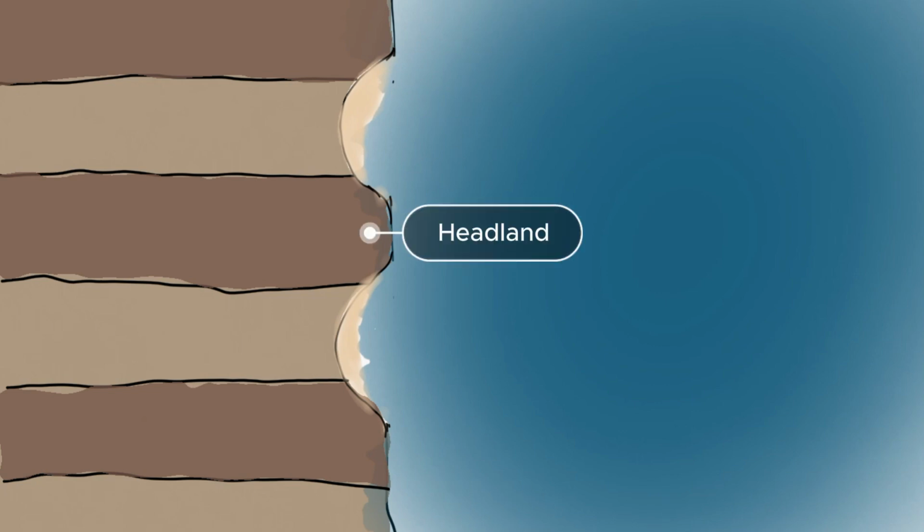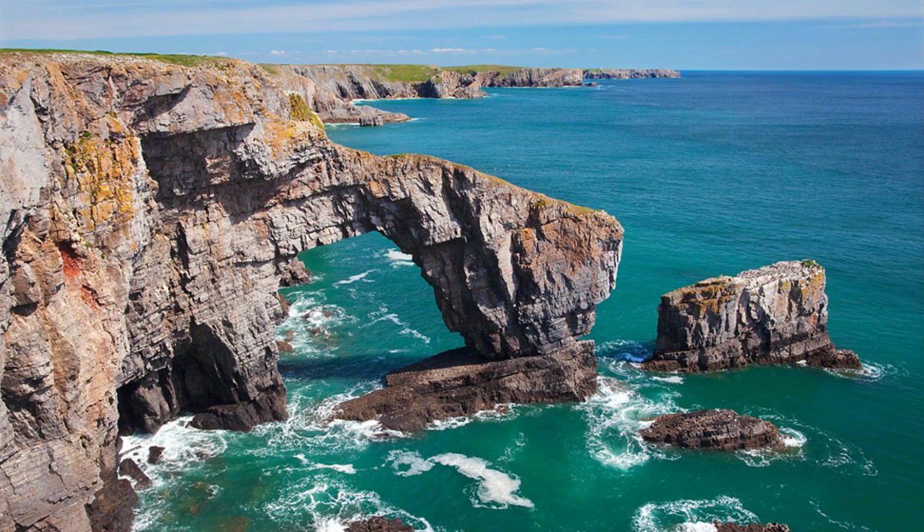Now, here we can see a headland that was formed, and here we can see a bay that has formed, and this bay does have a beach. Next, we're going to have a look at the formation of caves, arches, and stacks. So here's an example of a cave, an arch, and a stack.